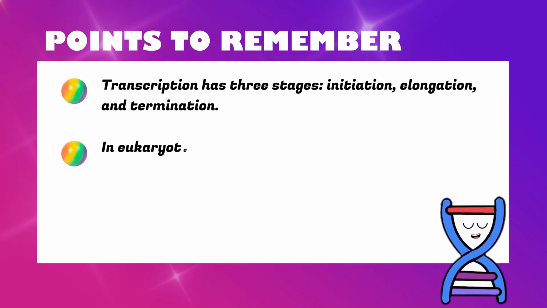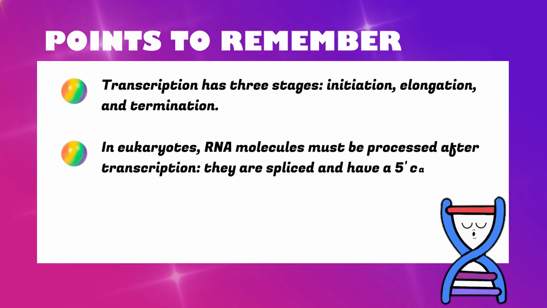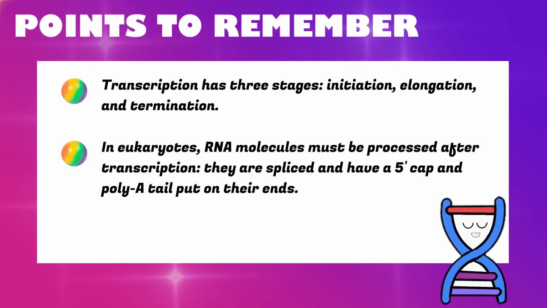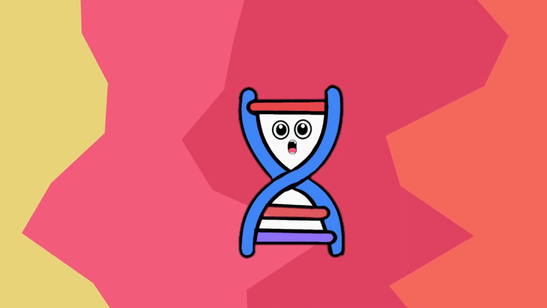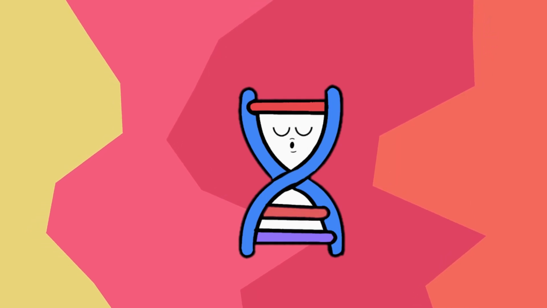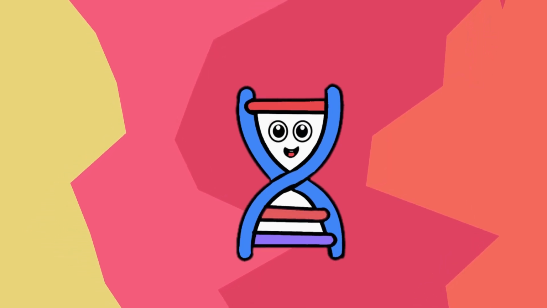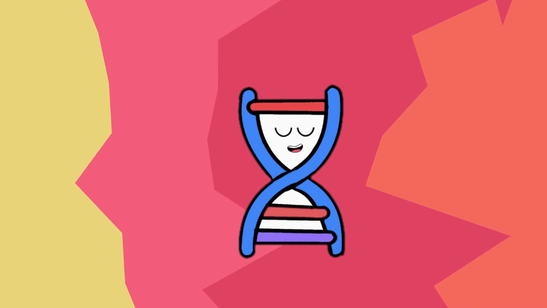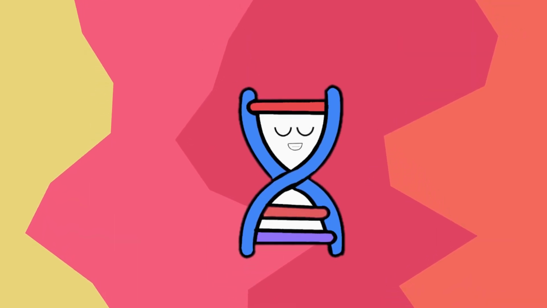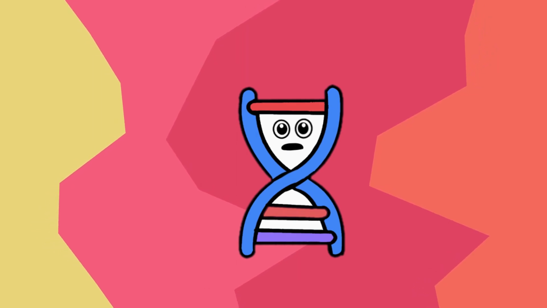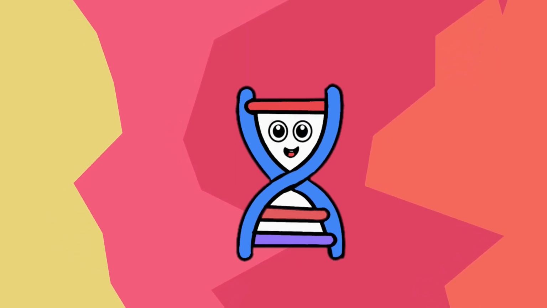In eukaryotes, RNA molecules must be processed after transcription. They are spliced and have a 5' cap and poly A tail put on their ends. And there you have it. We have explored the captivating process of transcription, the reasons why DNA does not directly produce proteins, the steps involved in both prokaryotic and eukaryotic transcription, and the significance of the RNA polymerase enzyme.